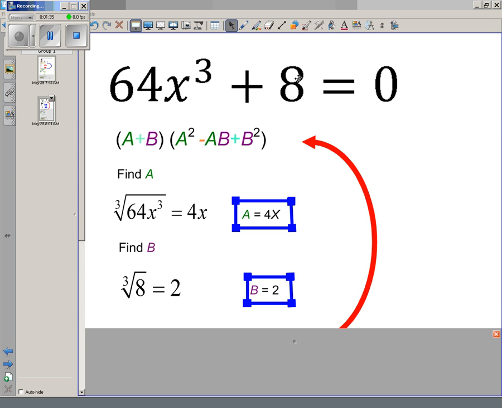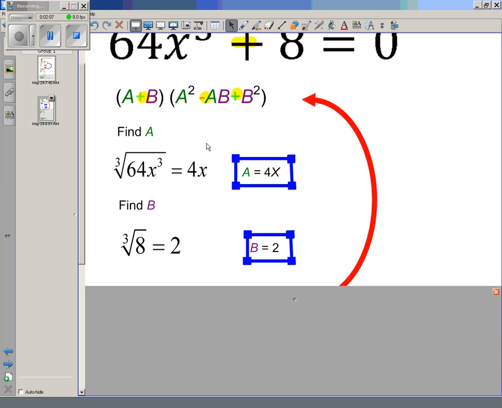Our next problem, we're going to solve x. We're going to do basically the same thing. So we have 64x cubed plus 8 equals 0. Solve for x. As you notice, the equation for solving is a little bit different. Instead of what we had before, which was minus, plus, it's plus, minus, plus. And that's depending on what sign you have in your equation.